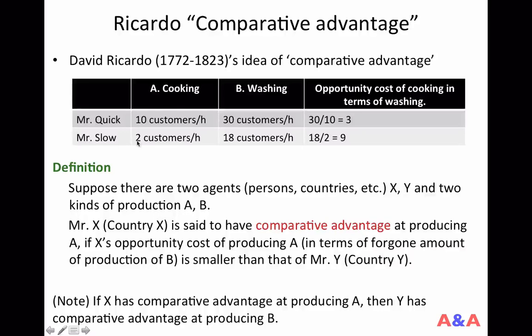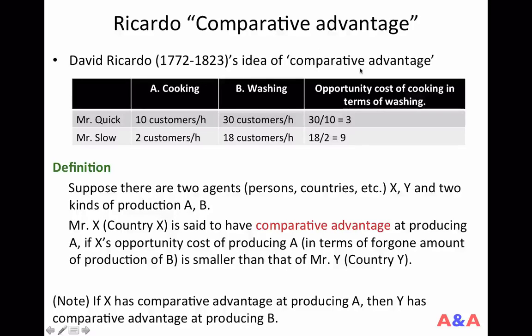For Mr. Slow, the opportunity cost of cooking in terms of washing is 18 over 2 equal 9 dishes. Because for each dish he cooks, he has to give up washing 9 dishes. So if you measure the cost of cooking by the foregone amount of dishwashing, cooking cost is much higher for Mr. Slow.